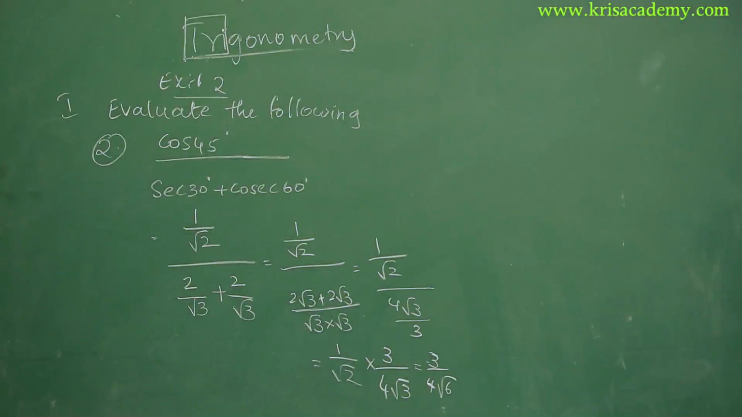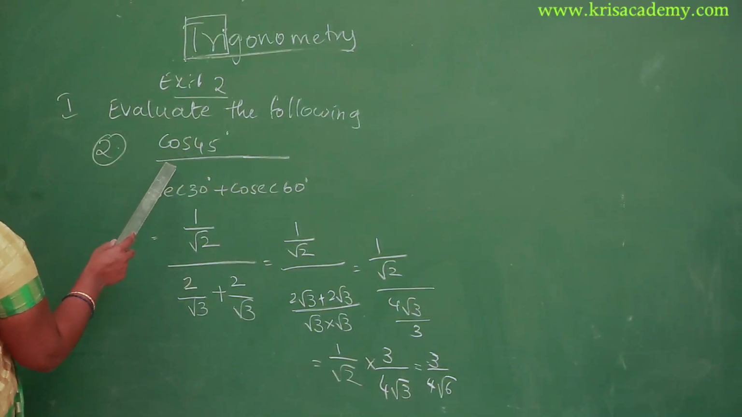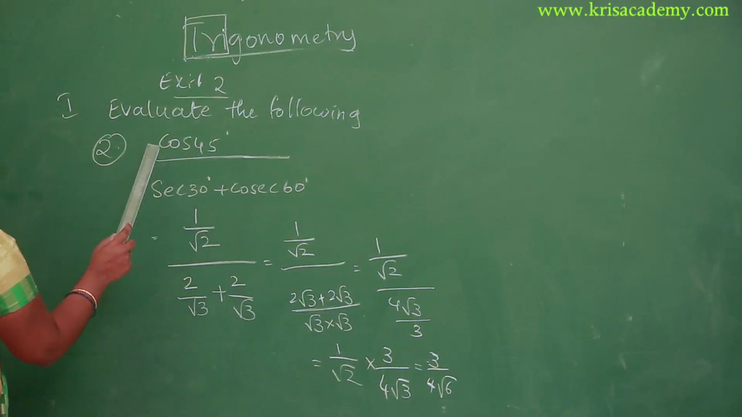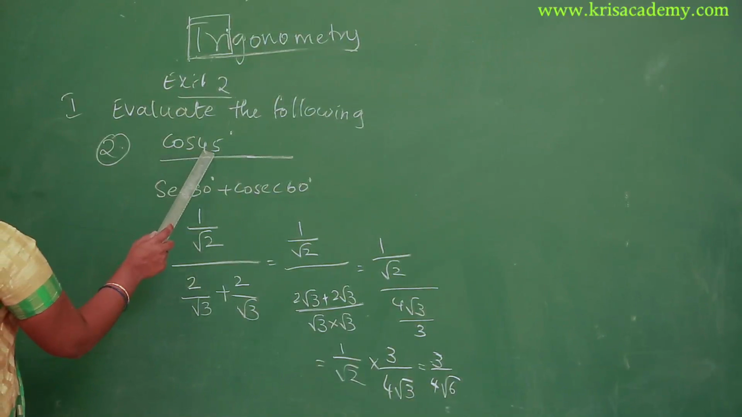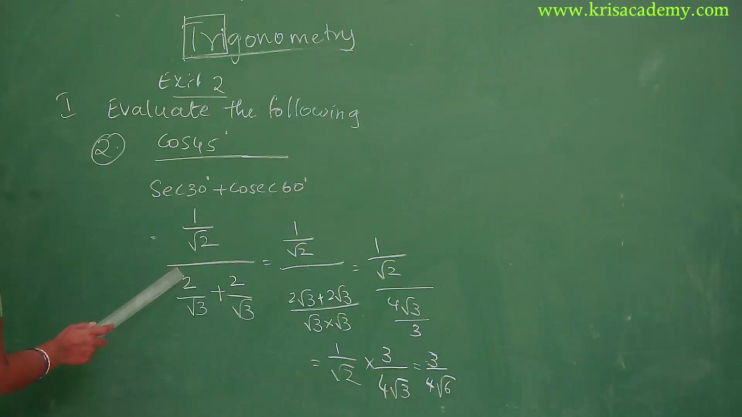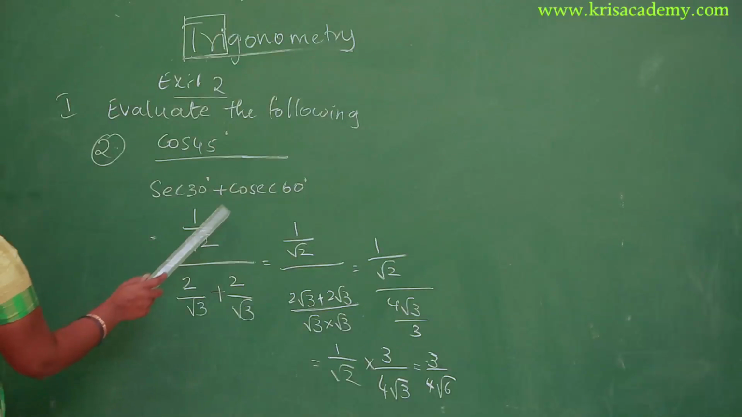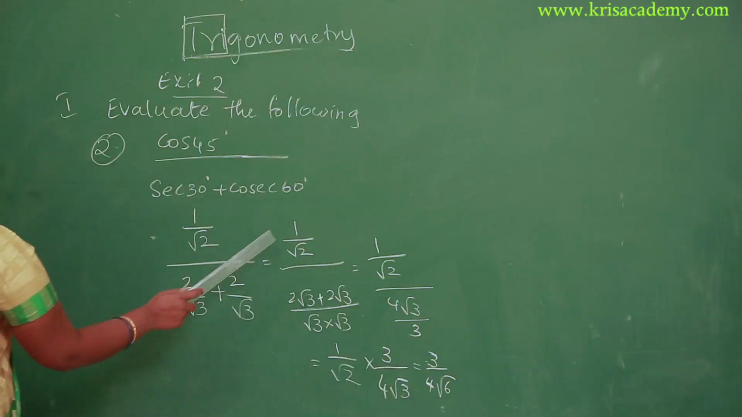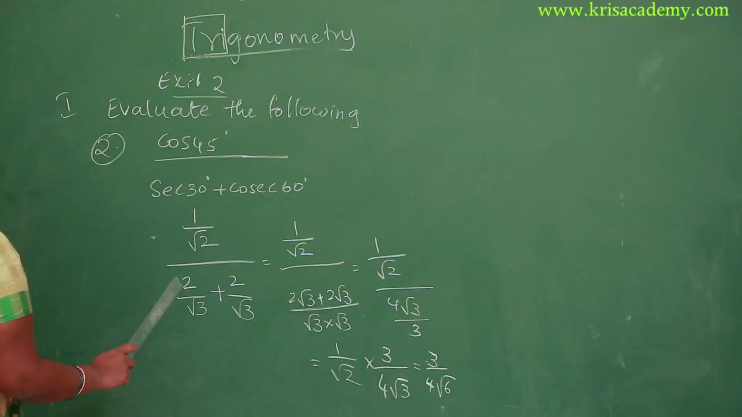So now second problem is cos 45 degrees by secant 30 degrees plus cosecant 60 degrees. Again we will take the values of cos 45 degrees from the table as 1 by root 2. Secant 30 degrees value is 2 by root 3. Cosecant 60 degrees value is also 2 by root 3.